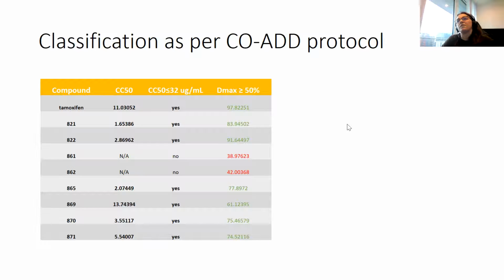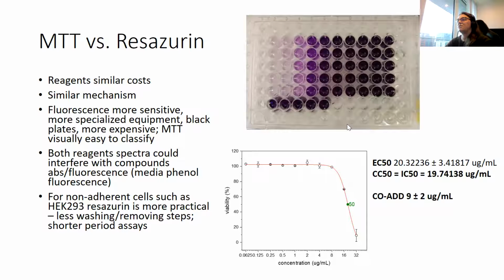In the protocol, they classified the compounds as whether they have CC50 lower than 32 microgram per milliliter, which is the case for most of them, apart from 861 and 862. And then we also observe a maximum kill higher than 50% for most of them, apart from 861 and 862. So that's in line with the calculated EC50s and IC50s.